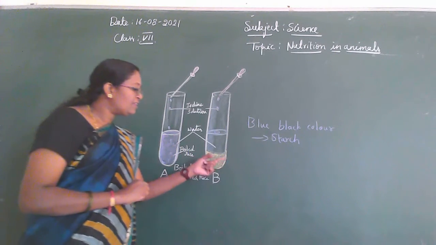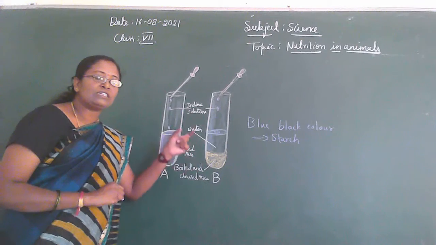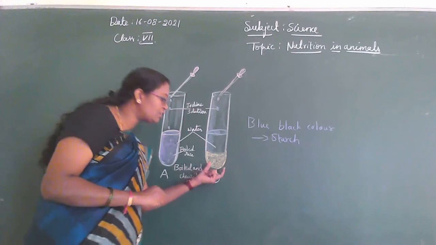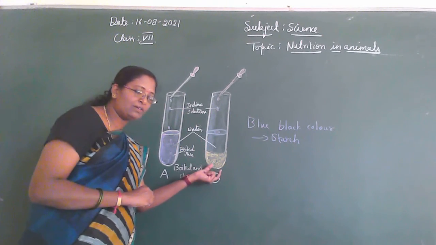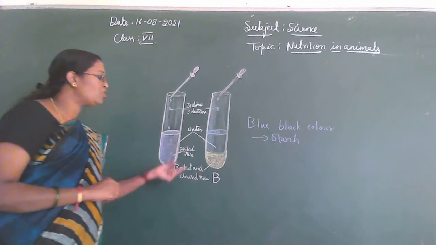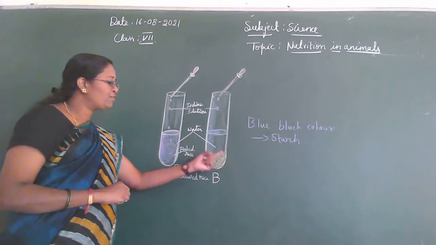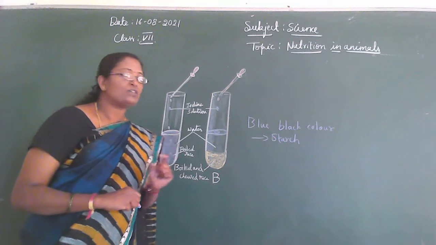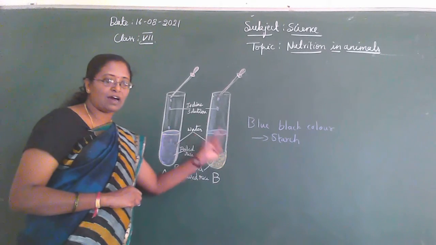It indicates that the food in test tube B doesn't contain starch. If starch is present in this food, the color should change into blue-black. The color of the food in the second test tube doesn't change, so this means this food doesn't contain starch.